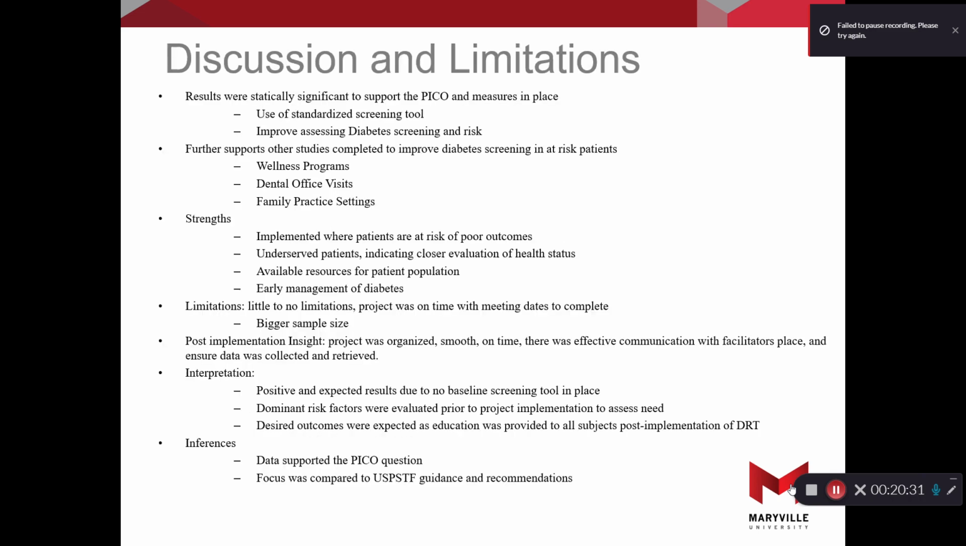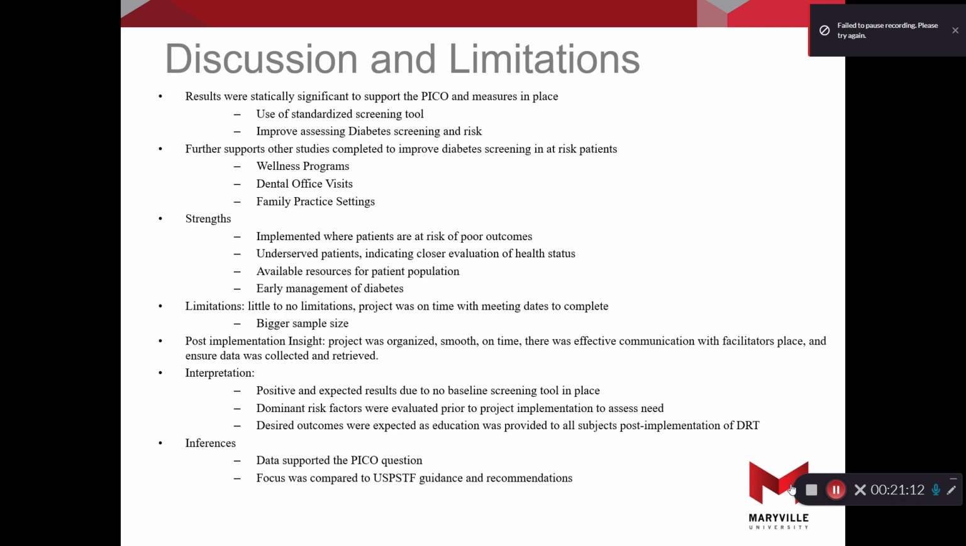Okay, so now we're going to go into discussion and limitations. So the results were statistically significant to support the PICO measures in place. Again, only the Z test was statistically significant, but the Mann-Whitney was not. However, it did provide other information, such as the mean of the hemoglobin A1C, which is noted to be significant in providing support for the early diagnosis of prediabetes. So it supported the use of the standardized screening tool and improved assessing diabetes screening and risk, which all supported the PICO question.